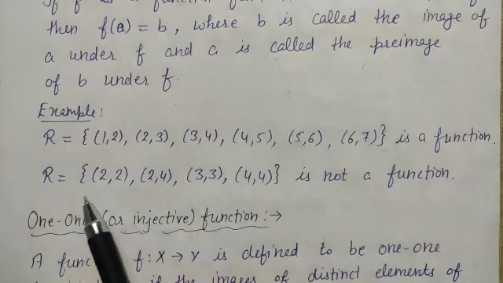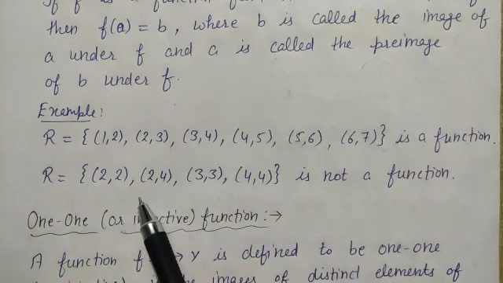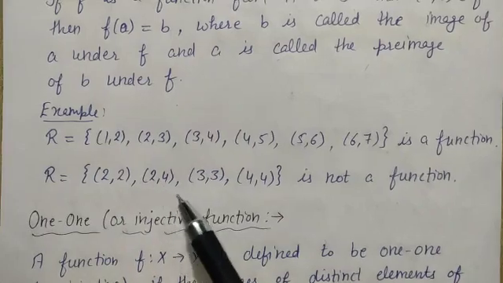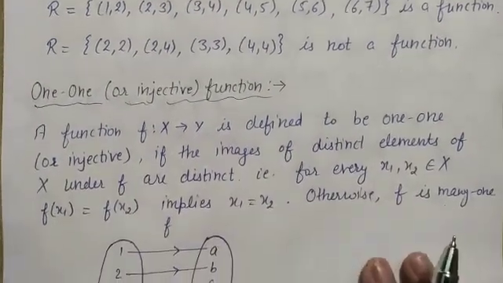Next, relation = {(2,2), (2,4), (3,3), (4,4)}. Here the same first element 2 corresponds to two different images, 2 and 4, so this relation is not a function. Next is 1-1 or injective function.